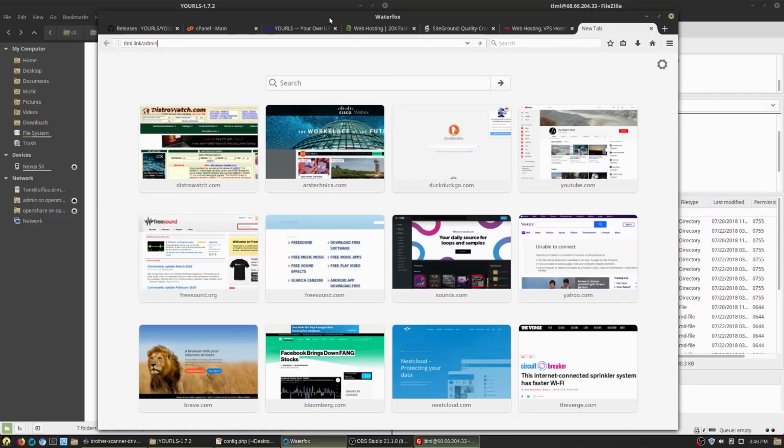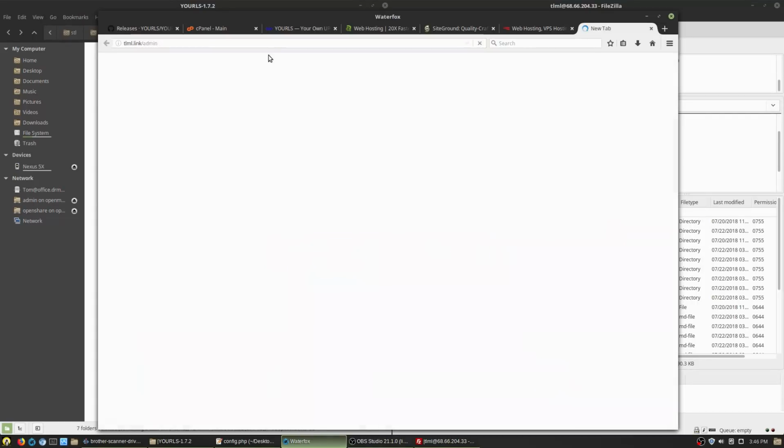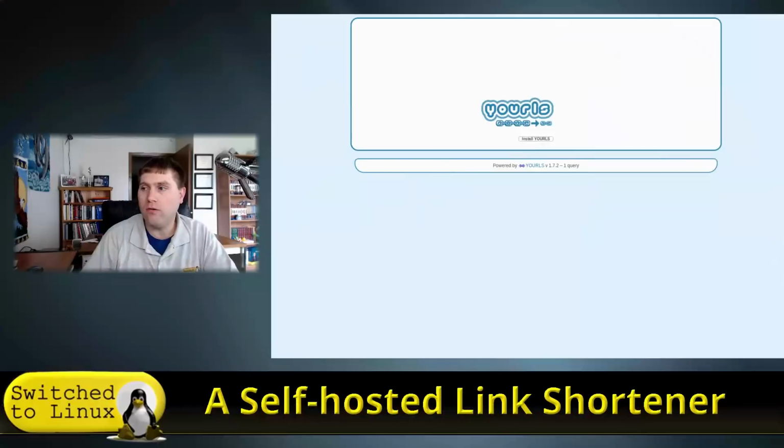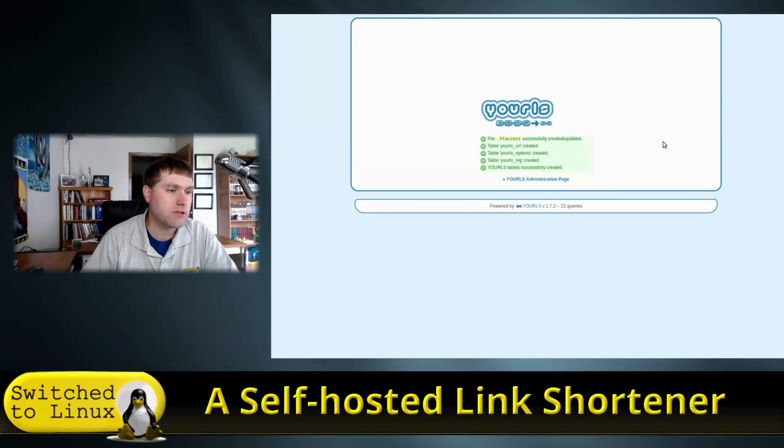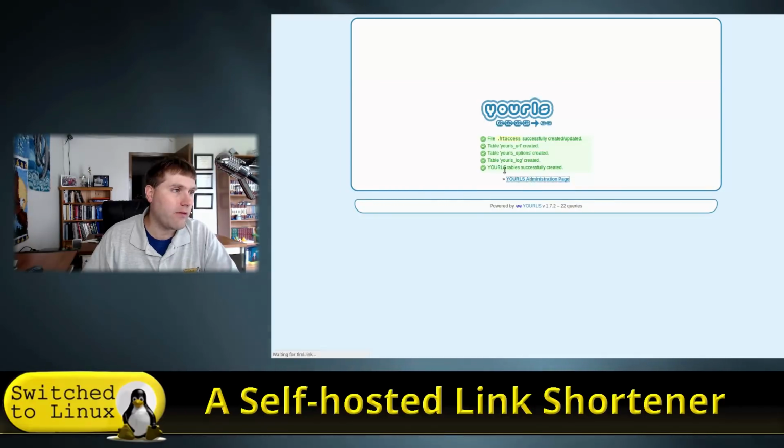All right. So now what we're going to do is we're going to go to our domain name, which in this case is tlml.link/admin. Okay, so when we go there, we are prompted with this screen here to click the button to install it. So, of course, you need to have HT access available for this, so make sure that that is there. It's going to create the tables in your database. It does create 3 tables in your database, one with the URL, one with the options, and one with the log. And then now click on the administrative.